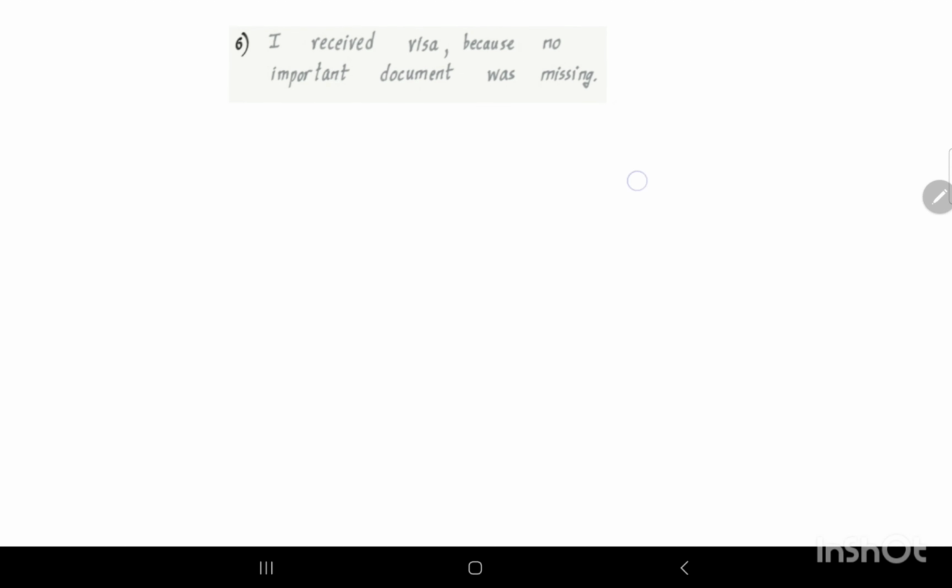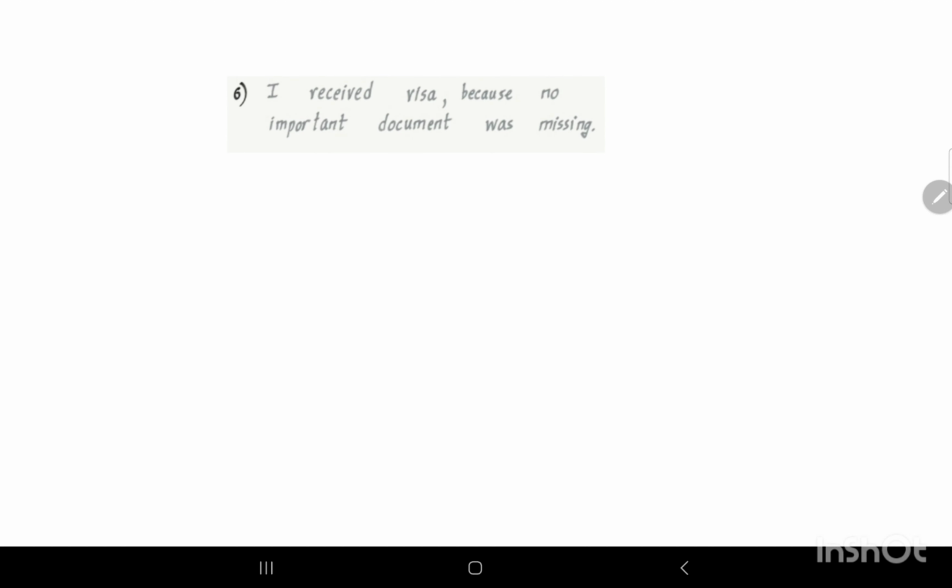I received visa because no important document was missing. How do you say I received visa? So it is in past format, right? So you can use Präteritum or Partizip zwei. Whenever there is no modal verb, you go with Partizip zwei. When there is a modal verb, go with Präteritum.